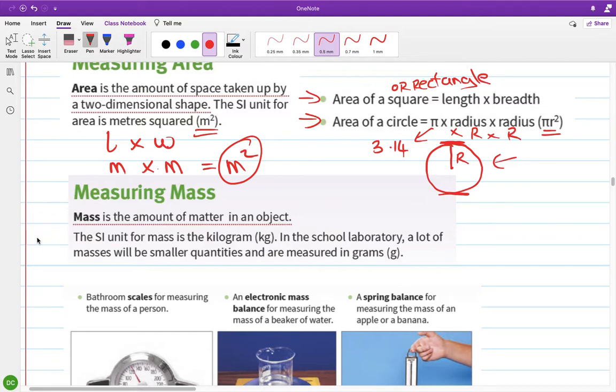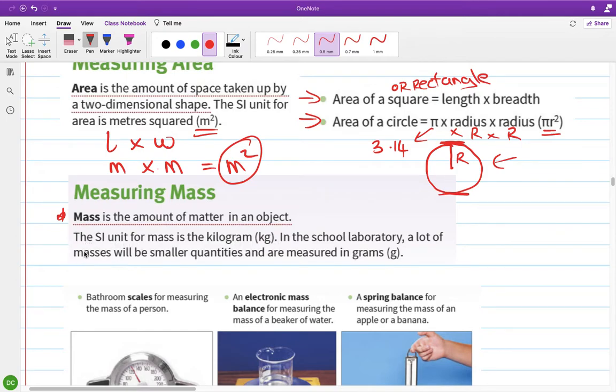You know, have you gained weight? Have you lost weight? Measure your weight. All of those things should actually be mass because that's the amount of matter in an object. So when you stand on the scales, you are measuring the amount of matter inside you. So the definition is going to be important.